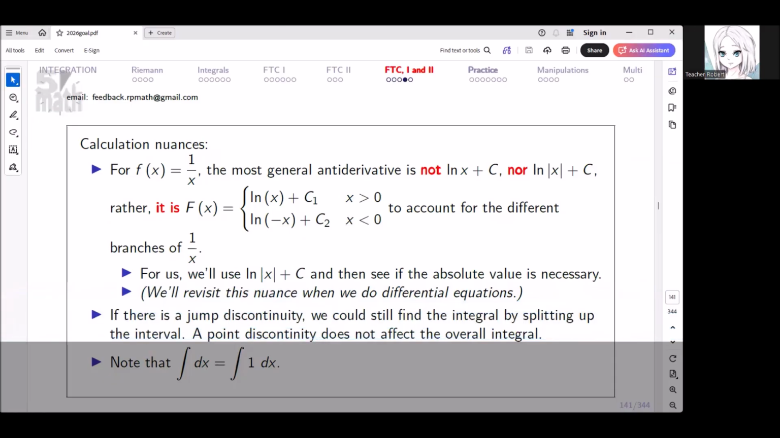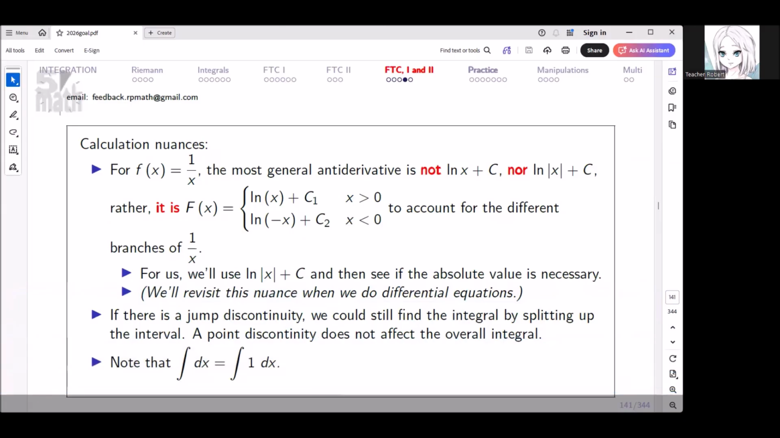If there is a jump discontinuity, we could still find the integral by splitting up the interval. A point discontinuity does not affect the overall integral. Note that the integral of dx equals the integral of 1 dx.